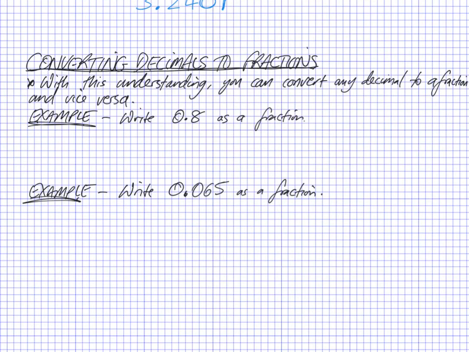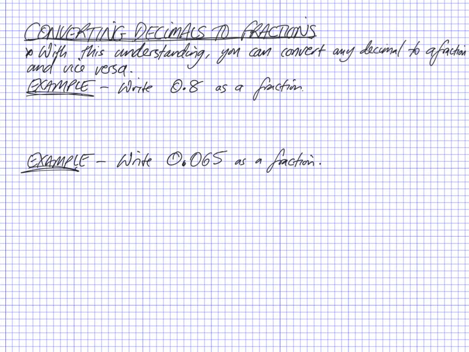So now we've established there's a link between decimals and fractions. We need to be able to convert decimals and fractions between each other. With this understanding, you can convert any decimal to a fraction and vice versa. So, write 0.8 as a fraction. Well, I know that that is 8 tenths because you've got 8 in the tenths column. So that is a fraction now.